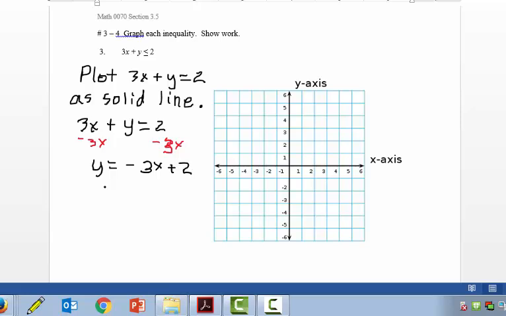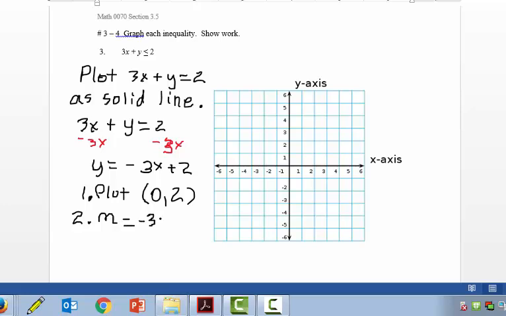Plus 2. So I plot the y-intercept 0, 2. This constant gives me the y-coordinate of the y-intercept. And then I use the slope to move from this y-intercept to another point on the graph.